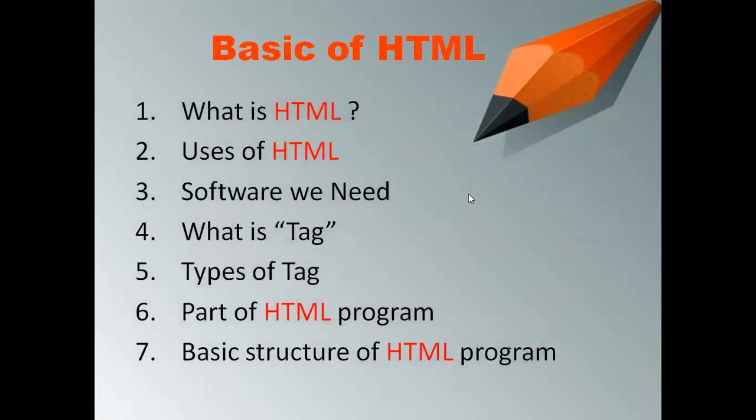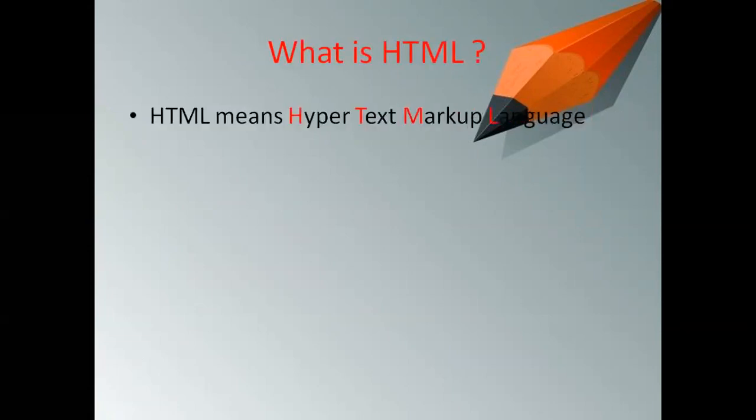So in the basics, we will learn what is HTML, uses of HTML, software, how many softwares we need, then what is a tag, types of tags, parts of an HTML program, and the basic structure of an HTML program. So these basics we will cover, and then only we'll go for learning how we can create a table with the help of HTML. So let's understand what is HTML, the basic and very important question.